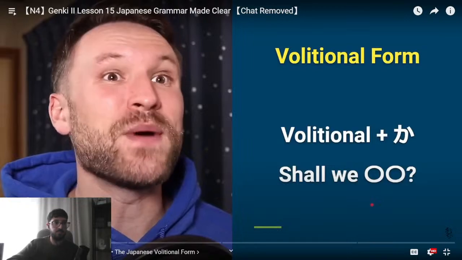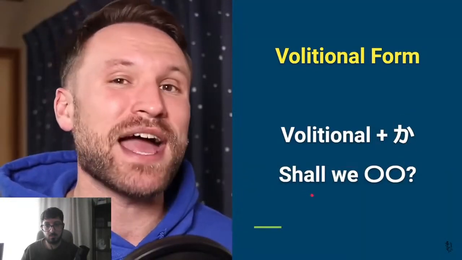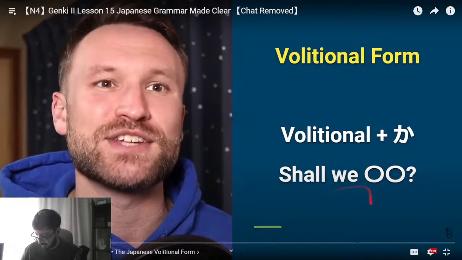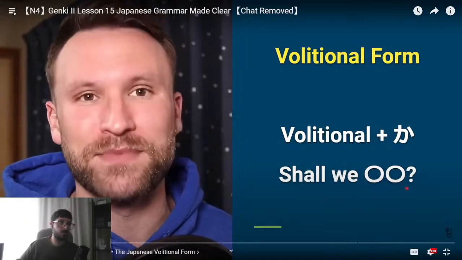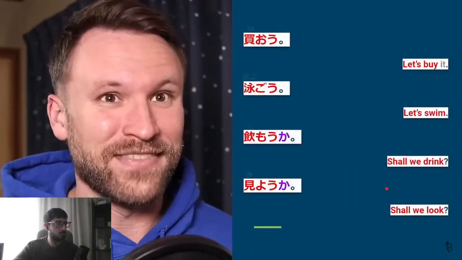Now, if you add ka, the question marker, to the end of the volitional, it means shall we something. Volitional plus ka. Shall we something. So, arukoka means shall we walk? And that's the volitional form, guys.